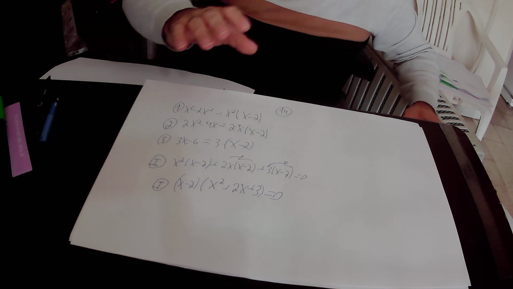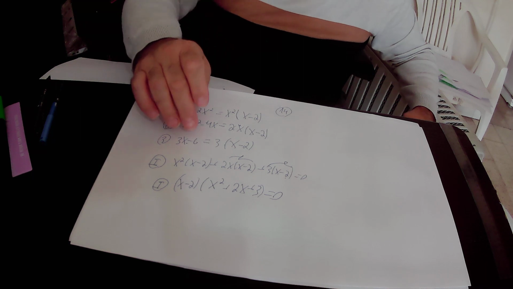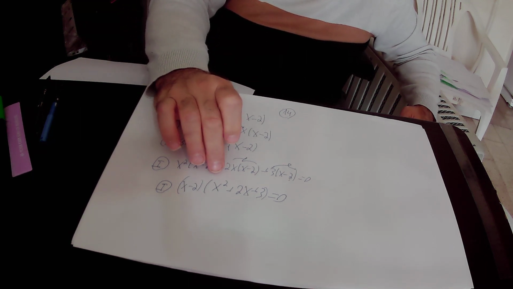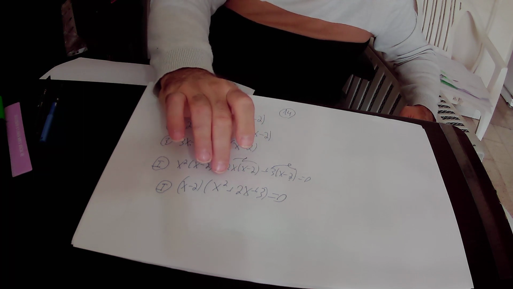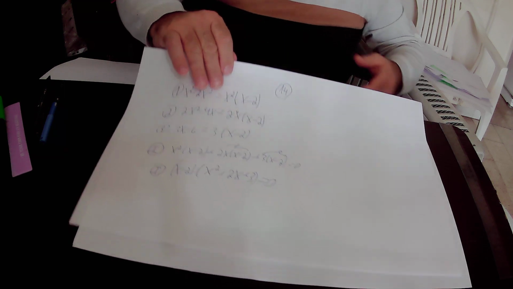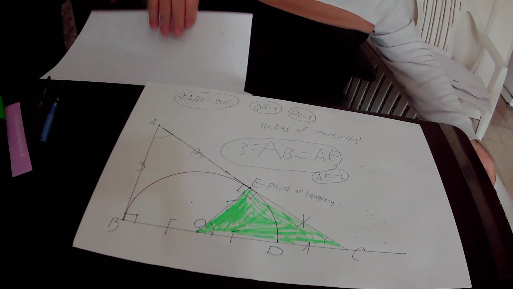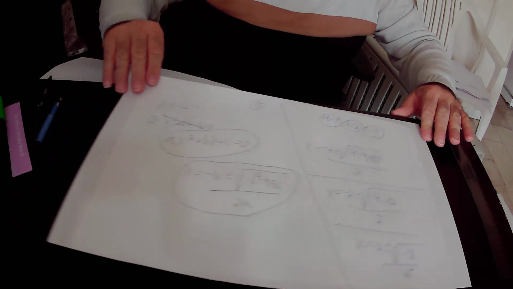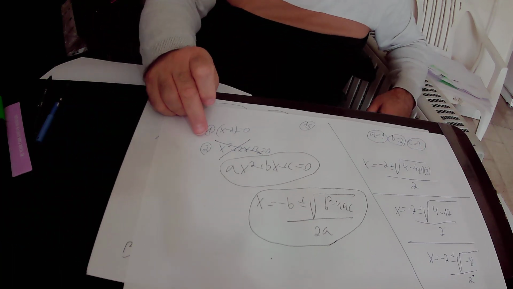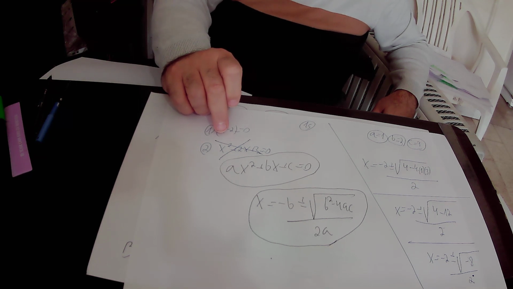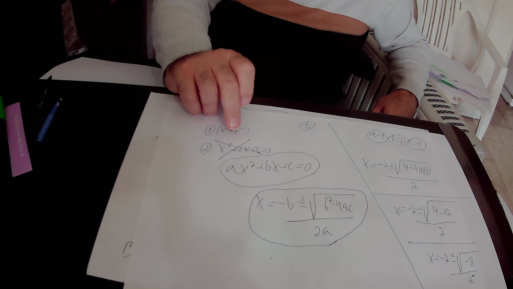Here we have two possible solutions. The first solution is that x minus 2 equals 0, and the second solution is that this expression x squared plus 2x plus 3 equals 0. Okay? And here we relate to the second solution. The second solution is a quadratic equation. x squared plus 2x plus 3 equals 0 is a quadratic equation.